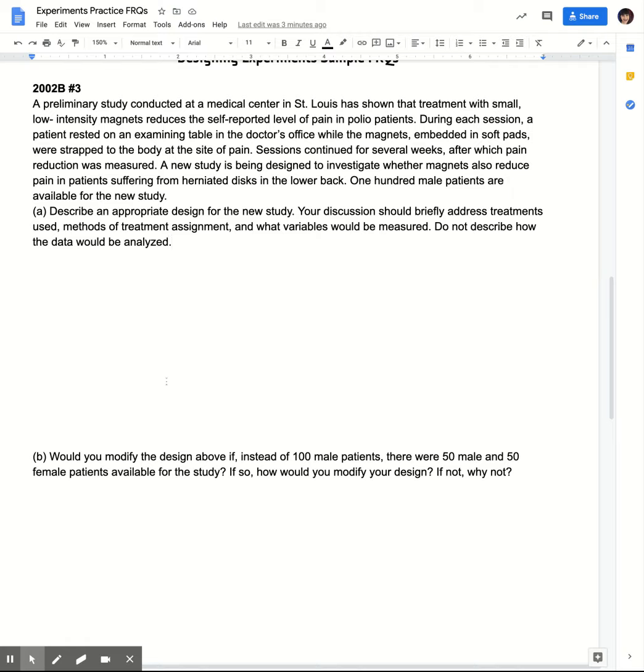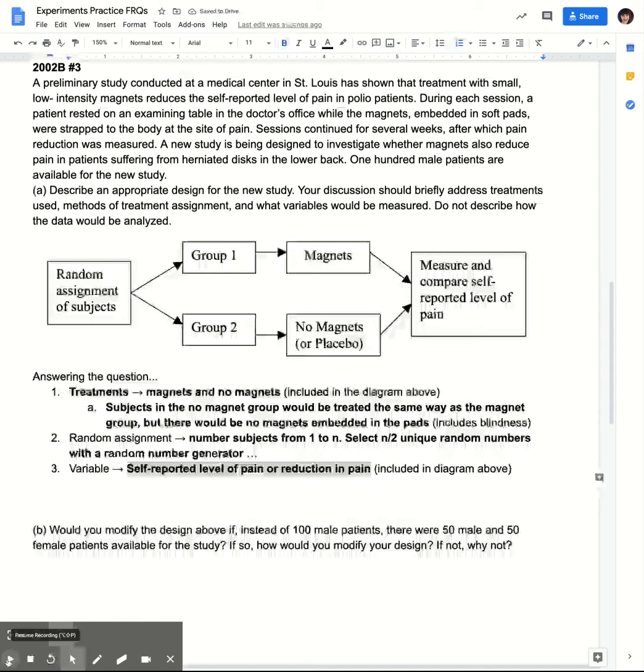Okay, so just like the previous question, I have a diagram already, so give me a second to include that, and then I'll see you back here in a second and I'll talk you through it. All right, you all, so here is my experimental design diagram. So I started with my random assignment of subjects, divided them into two groups with my two treatments, the magnets group and the no magnets group.